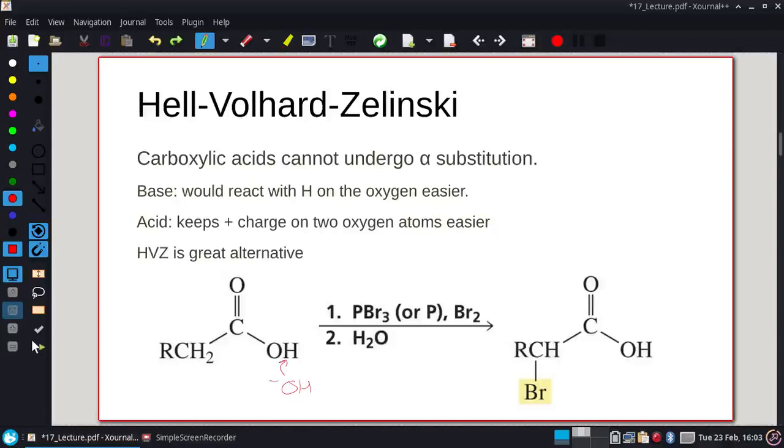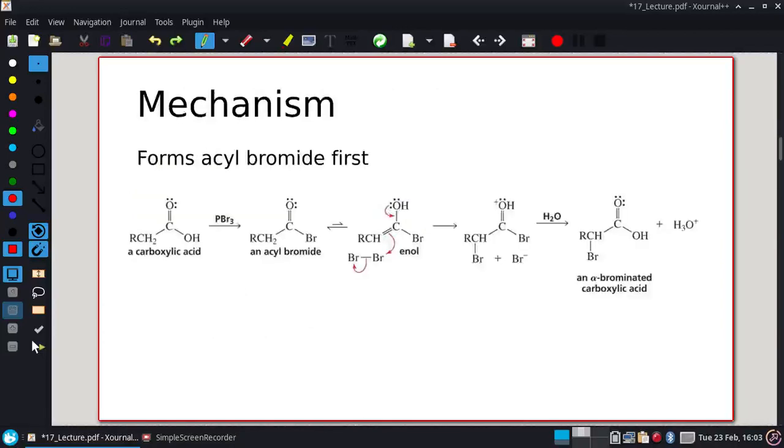And technically the PBr3 is one we've seen before, and that is just going to turn this into an acyl bromide. And that's what we're going to see is happening very first. That PBr3 just turns that into an acyl bromide.